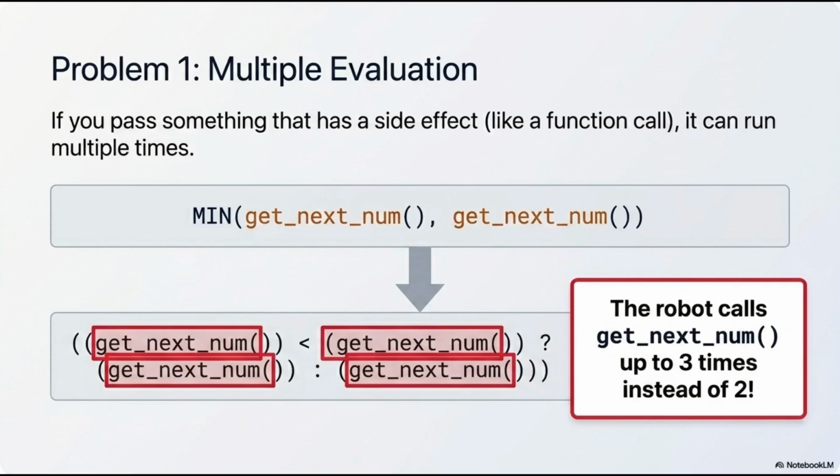First up, problem number 1, multiple evaluation. Check out what happens when you pass a function like get_next_num into your macro. If that function has side effects, you're in trouble. Because the macro physically duplicates the text get_next_num, the robot makes your program run that function up to 3 times instead of just twice. Imagine if that function was logging a user in or maybe dispensing cash from an ATM. Doing that 3 times in a row? Total disaster. And it gets worse.